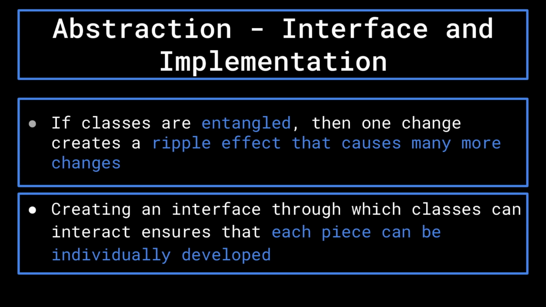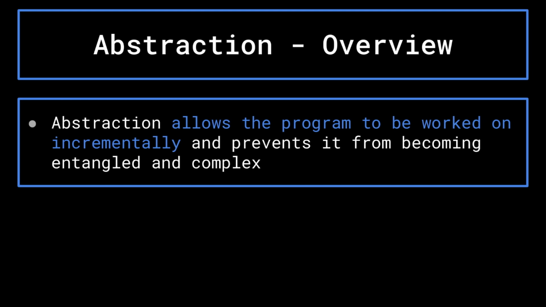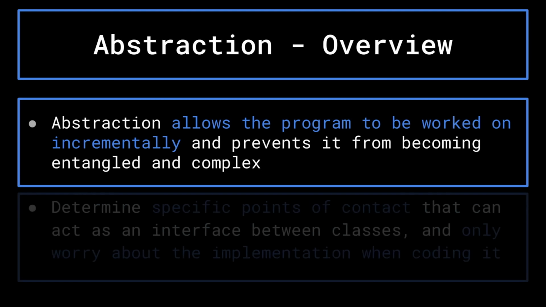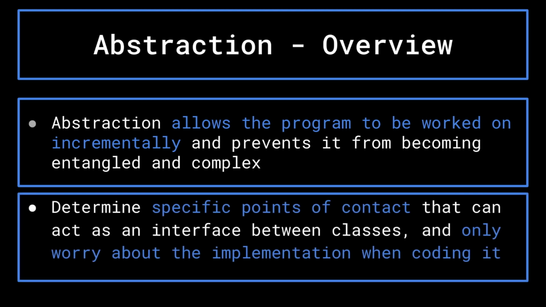Overall, it's best to keep in mind abstraction when writing object-oriented code, as it allows the program to be worked on incrementally and prevents it from becoming completely entangled in itself and very complex. Determine specific points of contact that can act as the interface between classes, and only worry about the implementation behind it when working on that section.